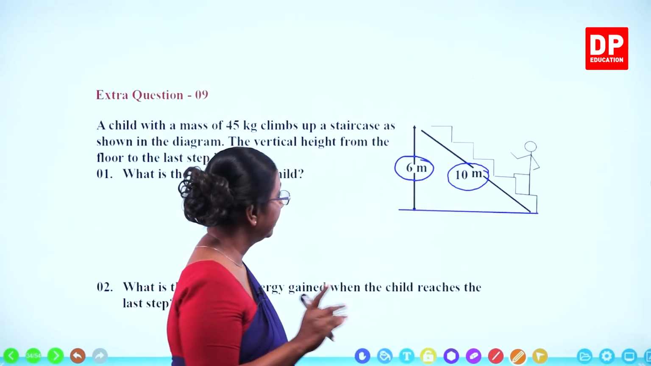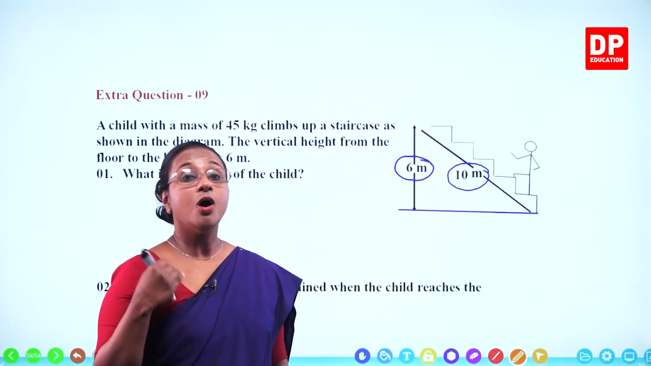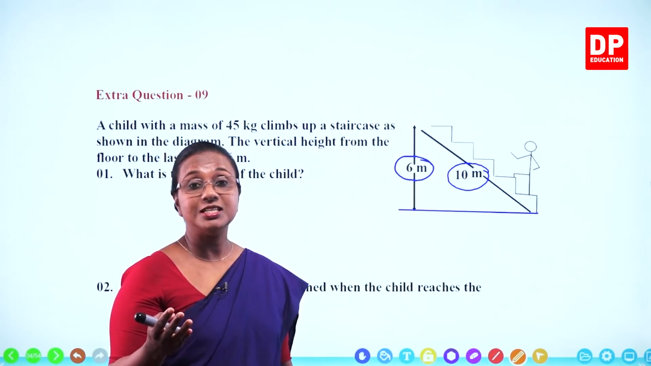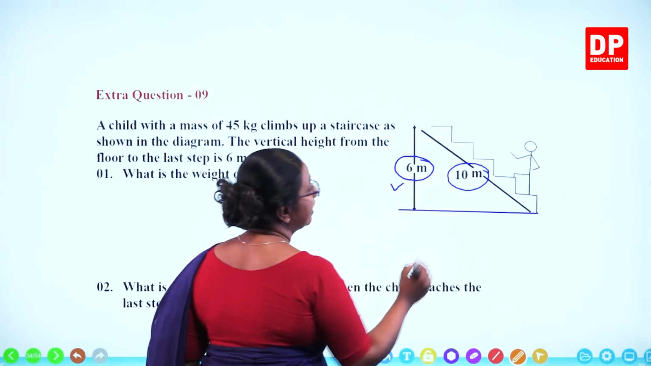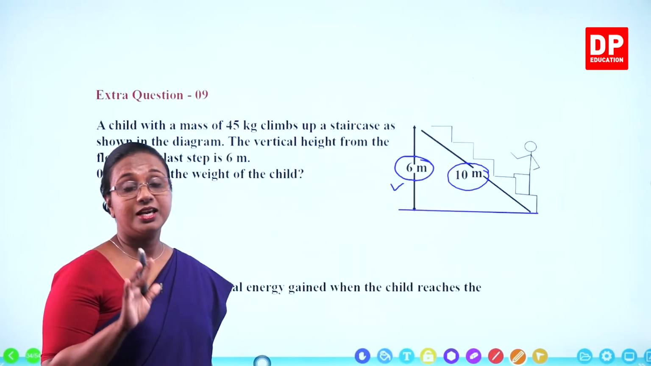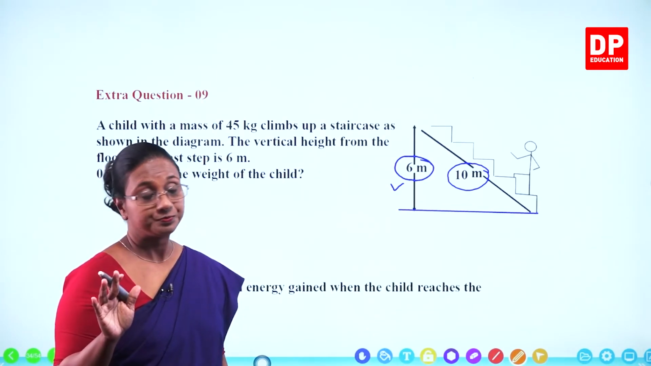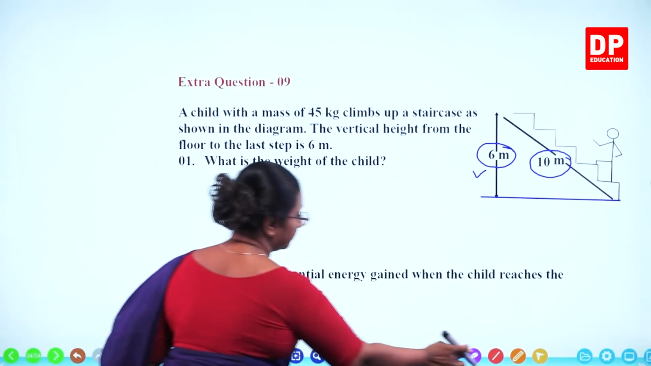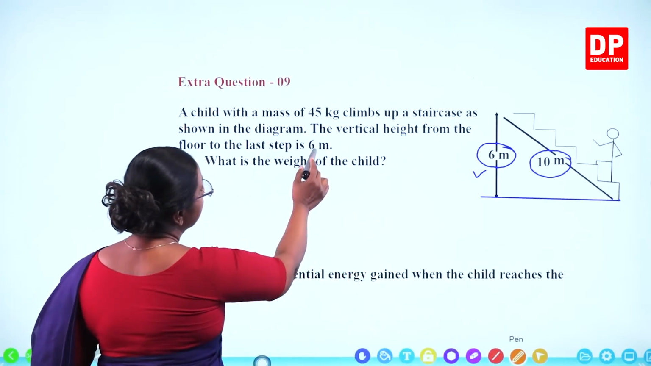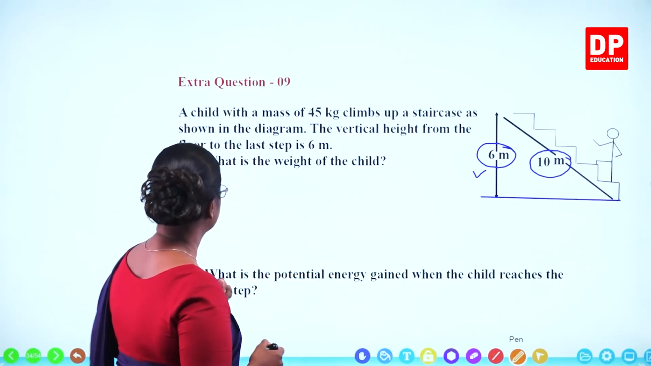You all know that. So here, if we are to calculate work done or calculate potential energy gain, we need to consider this height, not this length. The length of the staircase should not be considered there. Is that clear to you? So then, if we go back to the question, you can see the vertical height from the floor to the last step is 6 meters.